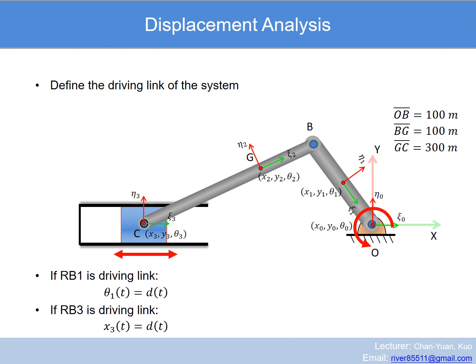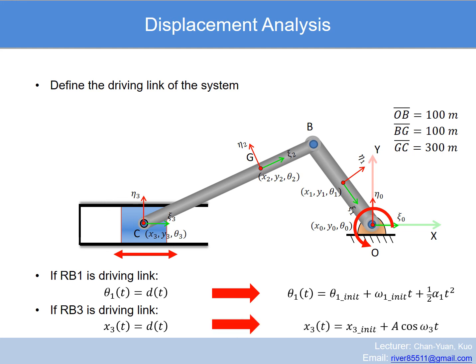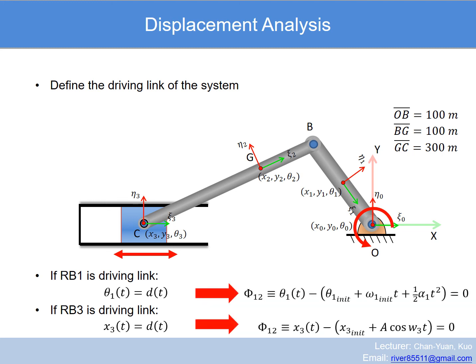So, what exactly is d(t)? It really depends on you. You get to decide how rigid body 1 or rigid body 3 moves. Here, I'm going to show you two examples. For the first example, rigid body 1 will start to rotate from initial angle theta 1 init with initial angular velocity omega 1 init and angular acceleration alpha 1. As for the second example, rigid body 3 will start to oscillate from initial x position x3 init with amplitude A and frequency omega 3. And if we move everything to the left-hand side, we will end up with these two constraint equations for the driving link.